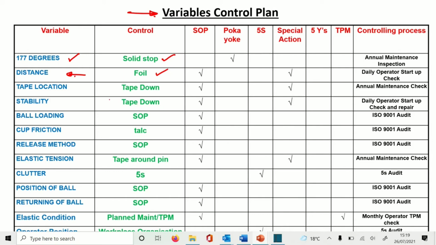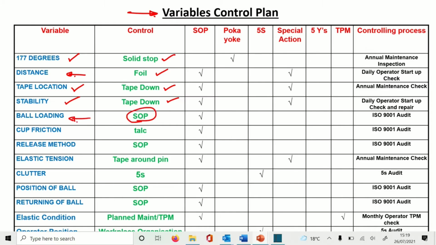It'll leave a mark. The tape location, well, we're going to tape it down, so we're going to use some packing tape, tape it to the floor. Stability of the catapult, the same thing, we're going to tape it down. Now the ball loading, we're going to come up with a standard operating procedure, so we're going to agree a method that everyone will work to.